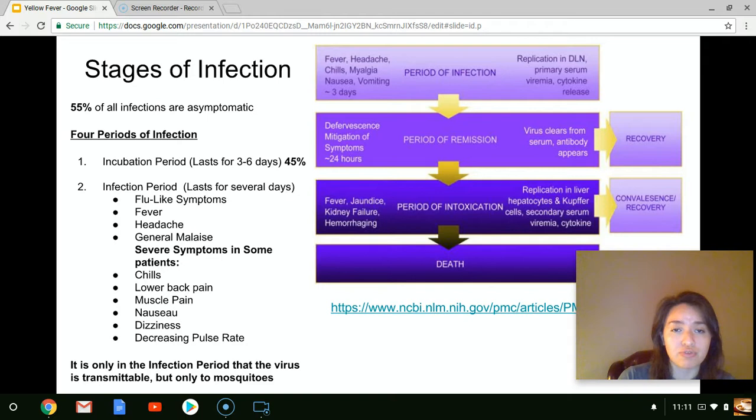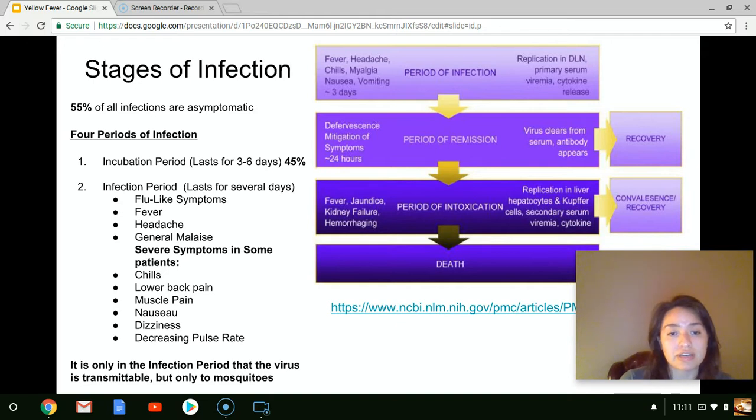There are four periods of infection with yellow fever virus. 55% of all infections are asymptomatic. For the 45% who do express symptoms, they go through what's known as the incubation period, which lasts for 3 to 6 days. That's when the virus is incubating in the body.